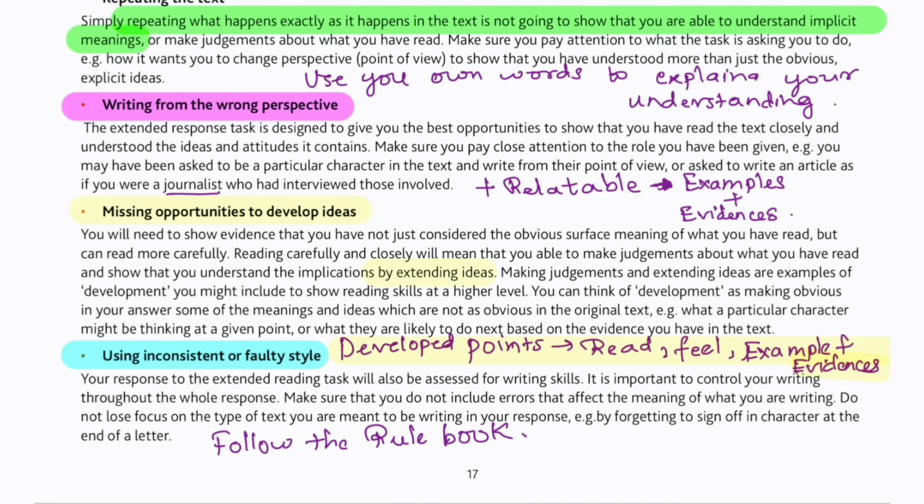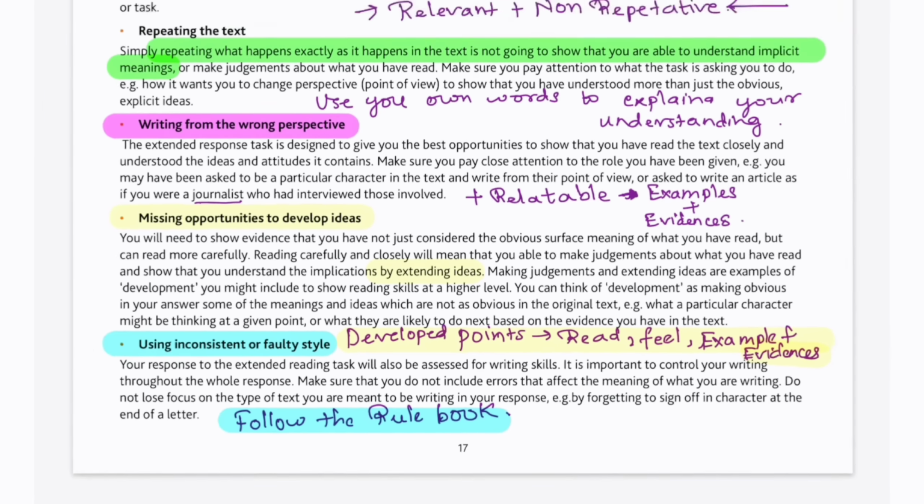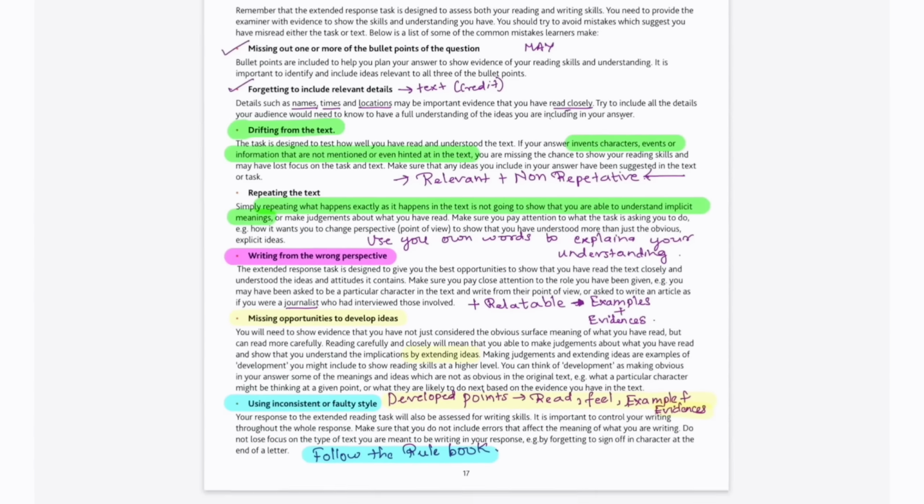So when I say follow the rule book, in that case, it means that you have to follow the rule book for each and every writing style, like letter writing, email writing, argumentative, persuasive, descriptive, speech. So this was all about your common mistakes.